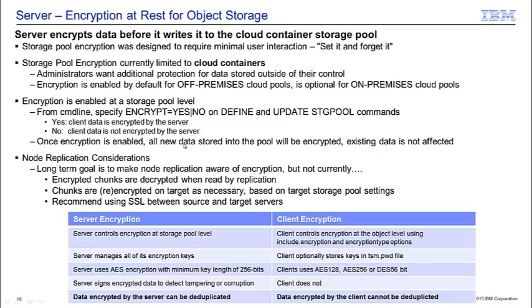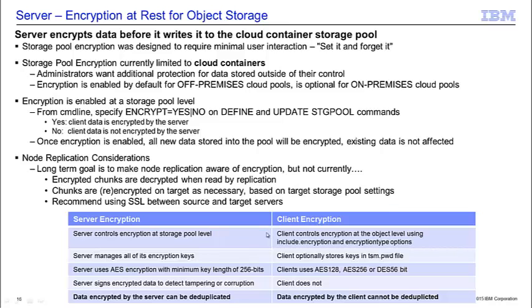Now, some of the considerations for node replication when you're using the server-side encryption is that currently that data will be unencrypted, replicated over to your target server, and then re-encrypted. So you might look at adding in SSL between the source and replication server there. In the future, a long-term goal will be to have the replication also acknowledge and be able to take advantage of that encryption without unencrypting it.